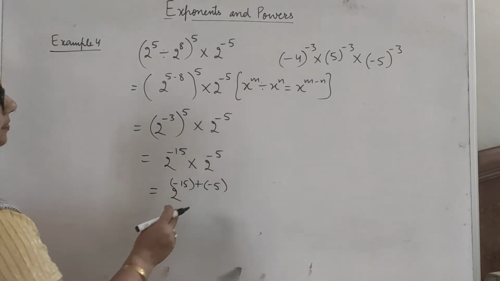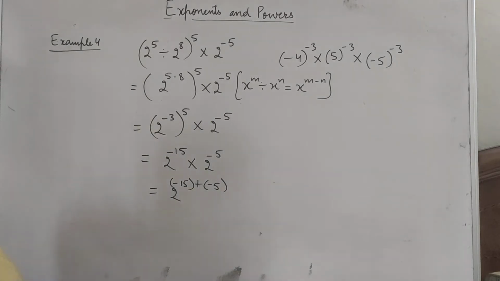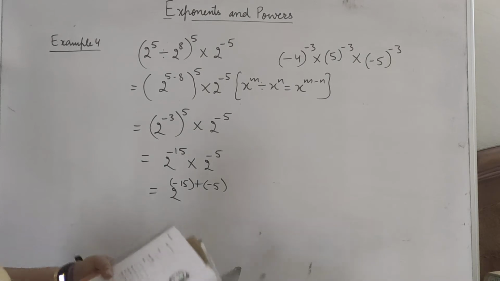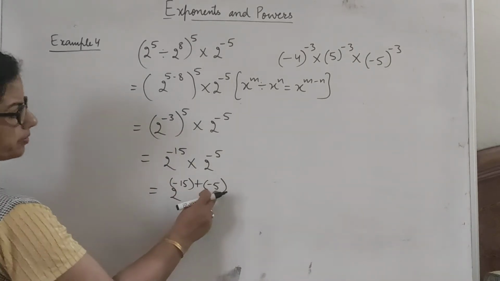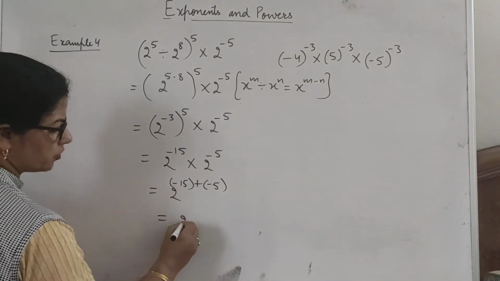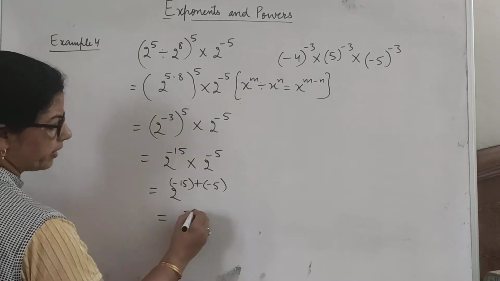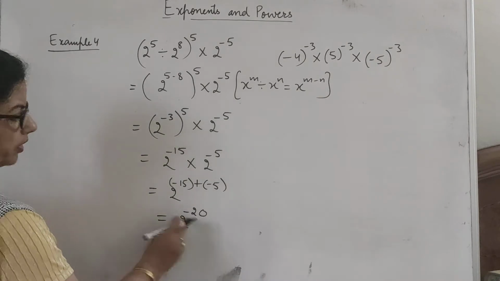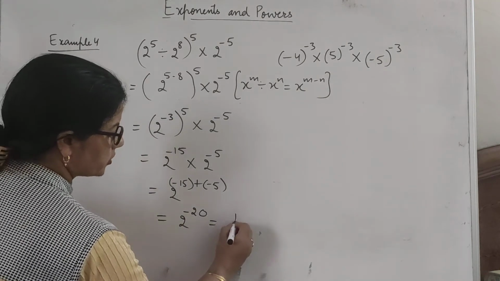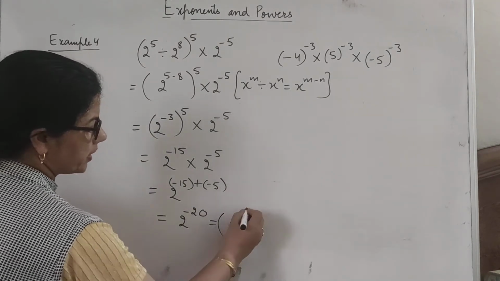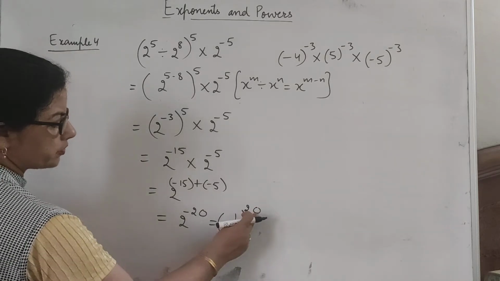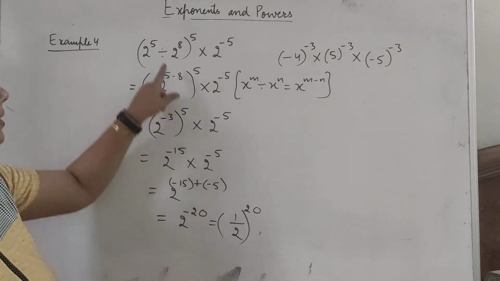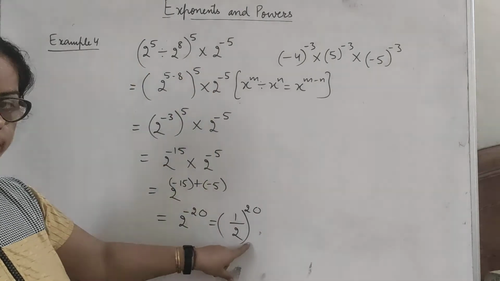Now what will come? 2 raised to the power... here it is a sum of powers, yes. Now same signs are there, so we will add them. Minus 15 plus minus 5 is minus 20. Now a negative power is there, we can make it positive. In place of minus 20 we will write plus 20 and we will take the reciprocal of the base. So in this way I have written this in exponential form.